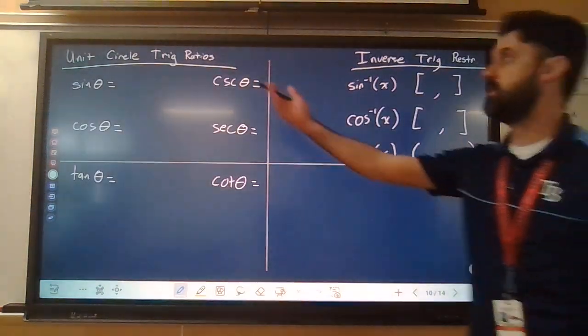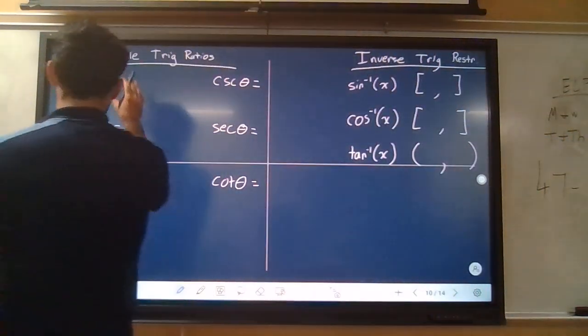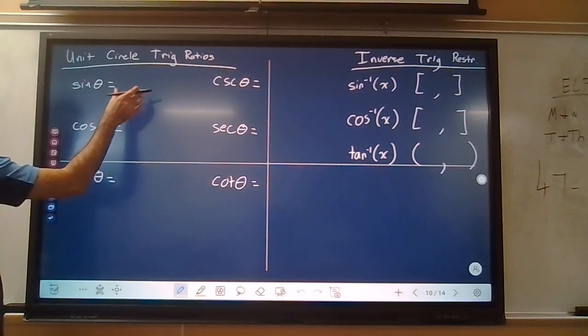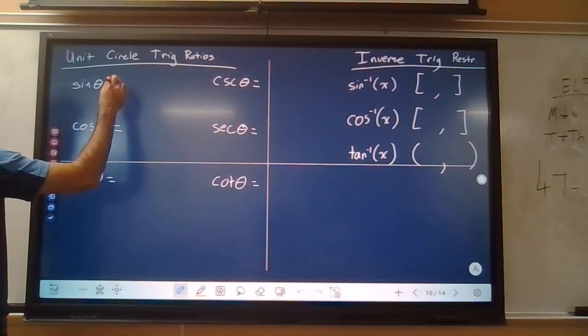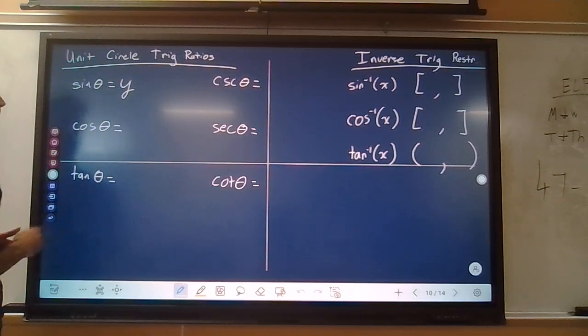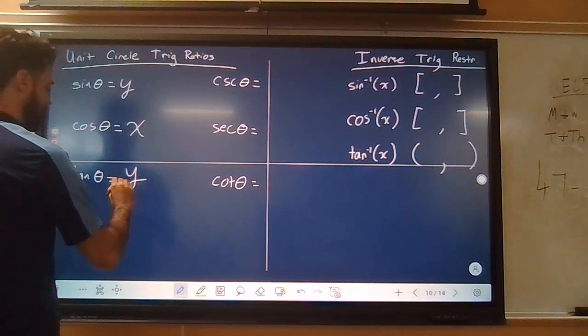And that brings us to our unit circle trig ratios. Same thing, but now we're going to apply them to the unit circle. So we have to know that sine of theta is y, and cosine of theta is x, and that tangent of theta is y over x.